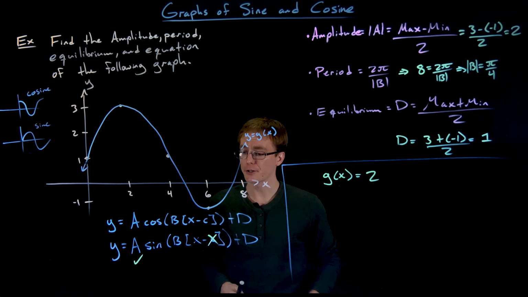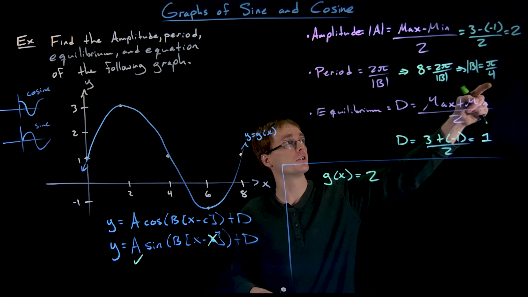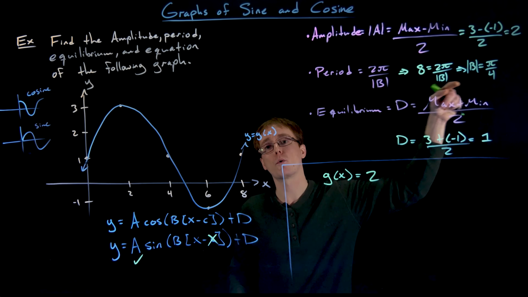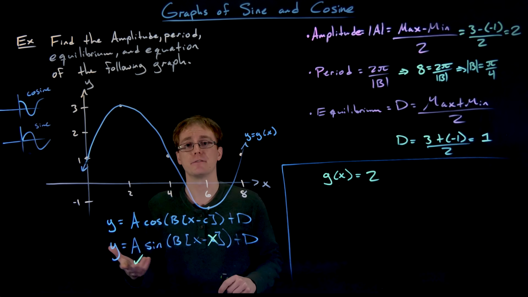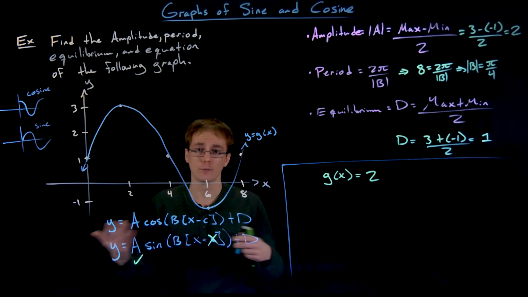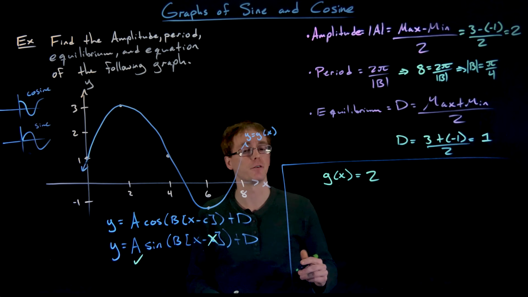What about the b value? Well, b is related to the period, and we found that our b value is going to be either negative pi over 4 or positive pi over 4. Here we're going to use the positive value of pi over 4 because, again, we don't need any kind of horizontal flip involved.